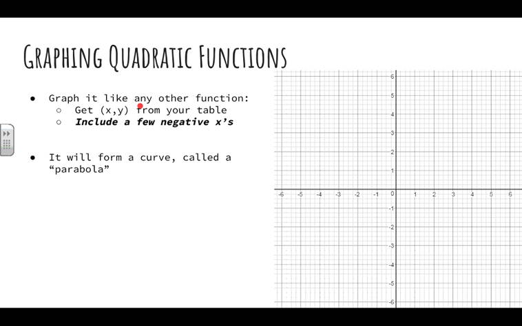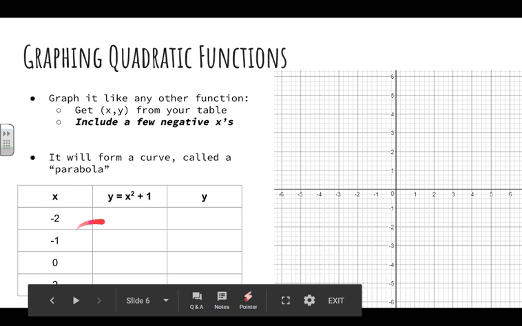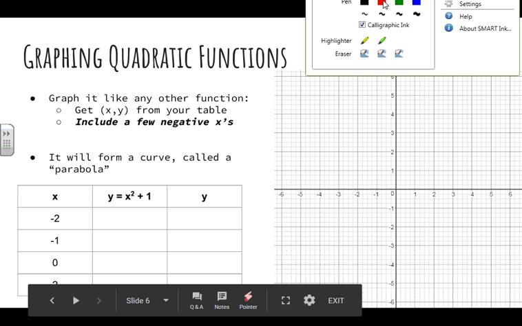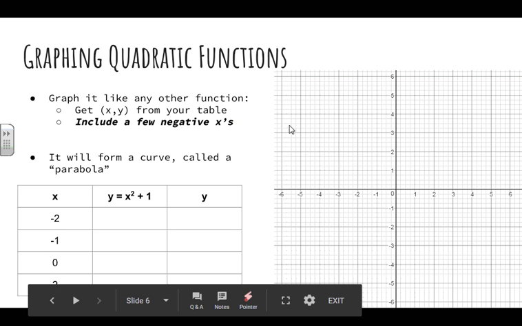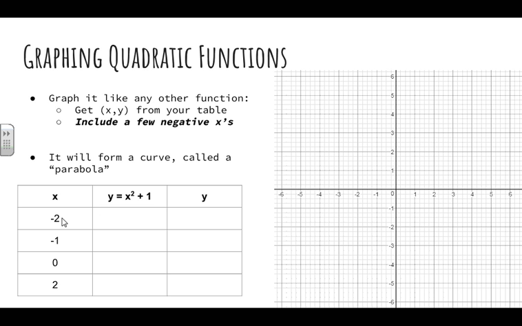Okay, so here's what I have. We're going to graph it like we would any other function. We would get our x's and y's from our table, and just for the sake of argument, we're going to include a few negative x's. All right, and it is going to form a curve. So here I've got a table that I'm going to complete first, and then I'm going to get my x's and y's. All right, so if my function is y equals x squared plus 1, I plug in my x's.